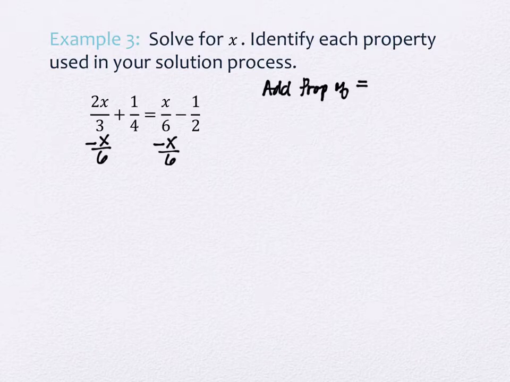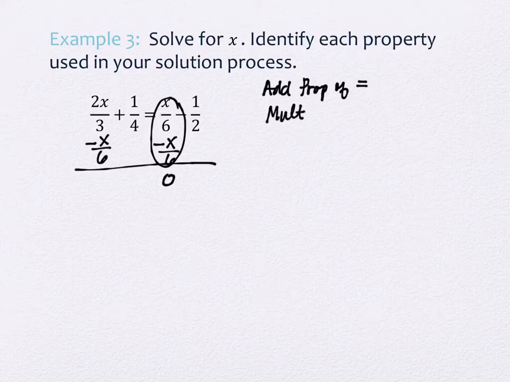And when I do that, I actually get these two to add to 0, right? And that property is the additive inverse property. I had it right the first time. That's why it equals 0. I've used the additive inverse. So on the left now I have 2x over 3 minus x over 6.